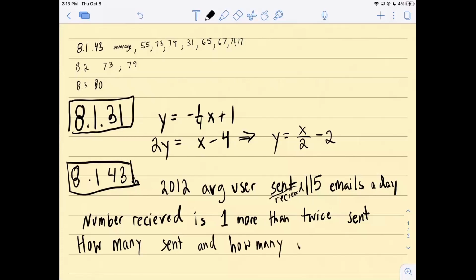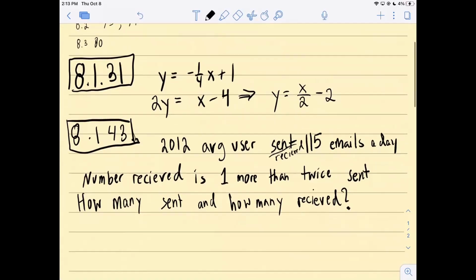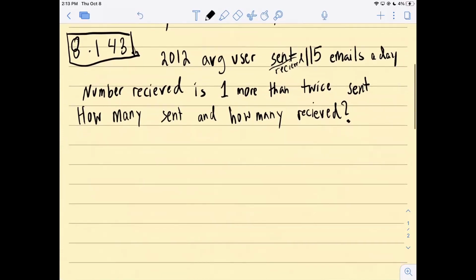How many received? Okay, so anyone have any thoughts? Anyone want to volunteer their idea? First, remember our steps: define our variables, write some simple equation, and then solve. But here we don't even need to solve, we just need to set it up. So we don't need to worry about the solving.